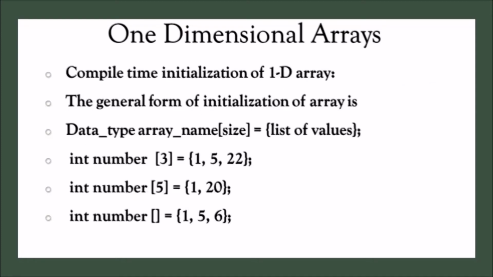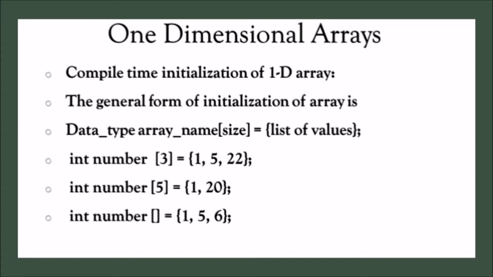Now, we can also do the compile time initialization of a one-dimensional array. The general form of initialization of an array is first the data type, then the array name, then the size, and then the list of values. Let us see the example. The data type is integer, the array name is number. First we declare the size of the array as 3 and we store the values 1, 5 and 22.